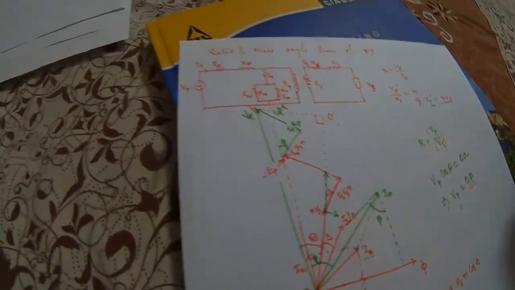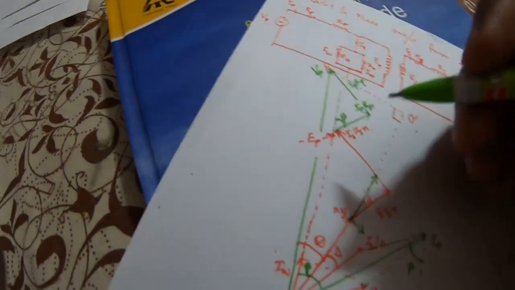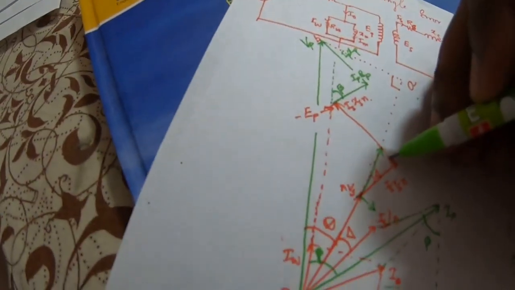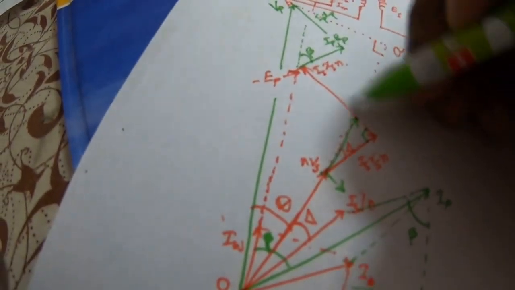Fine. So next, what we have to do? This is angle delta, so then we have to move forward. Now this is 90 degrees, this is 90 degrees, and this is Is Xs N.